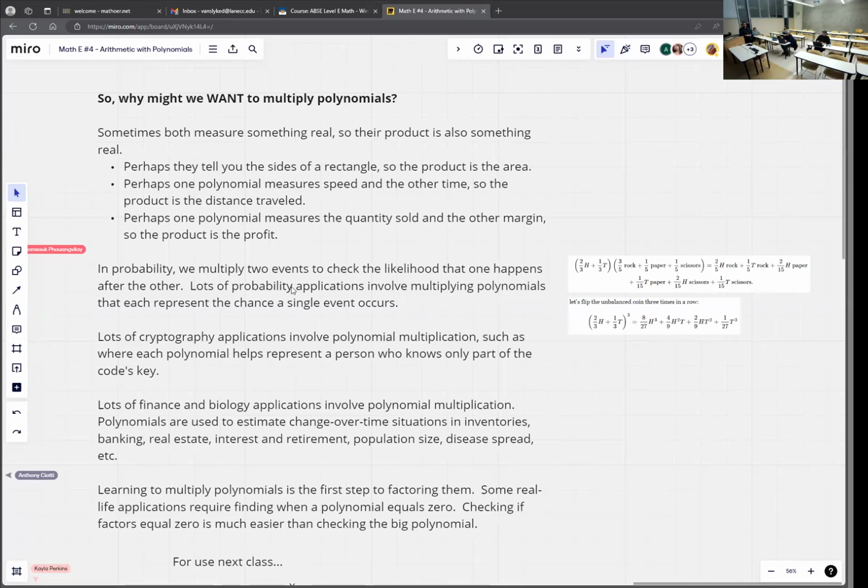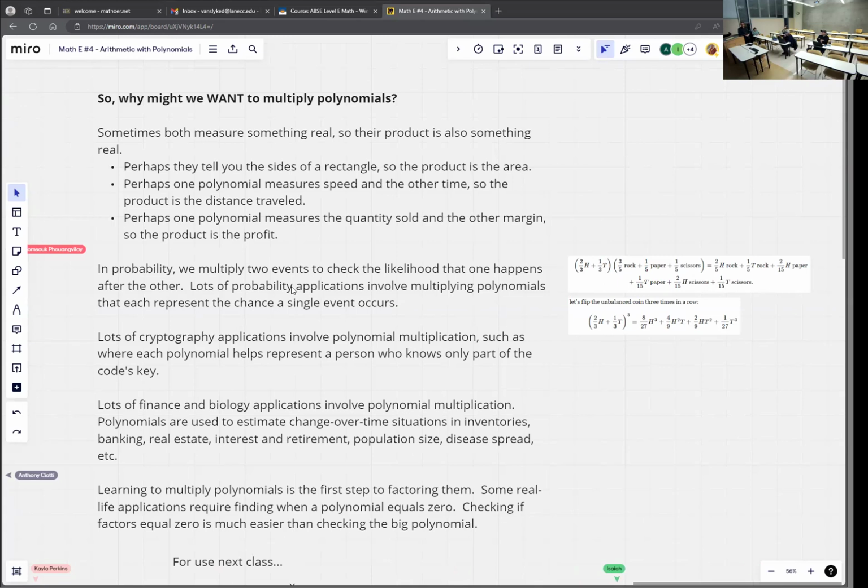Lots of cryptography involves multiplying polynomials. If you want to make a code, then polynomials do that. So every time you send a text message, it's encrypted so that whoever, LCC wireless, doesn't see all your text messages. So there's polynomials behind the scenes there.